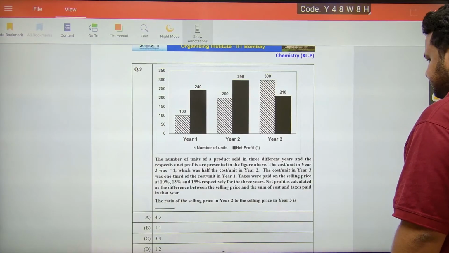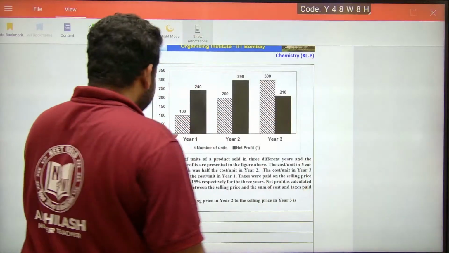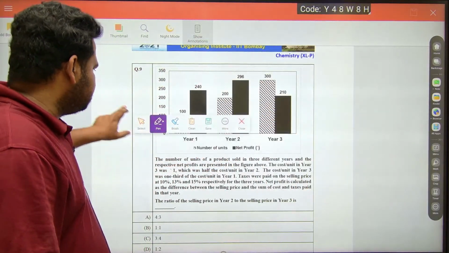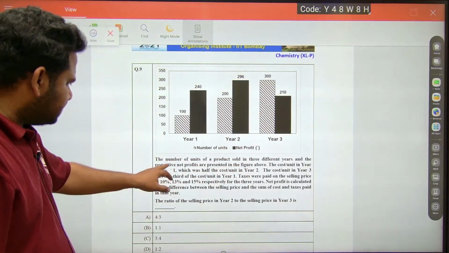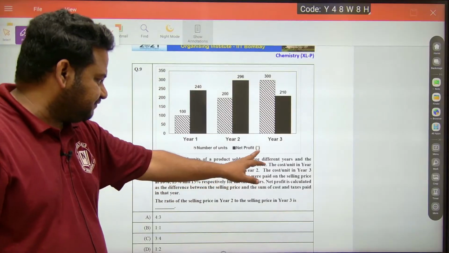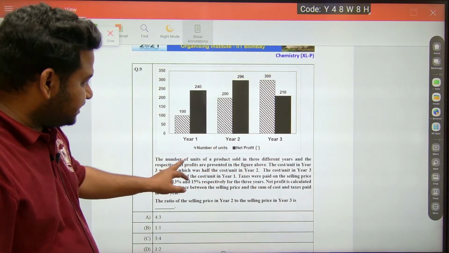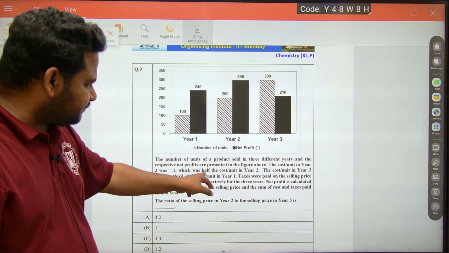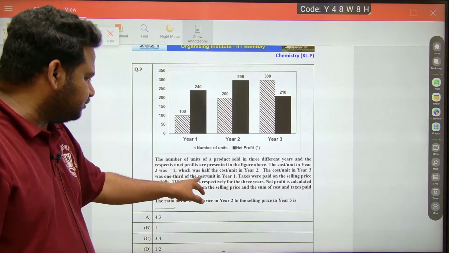They have given some relation. See here, you have to interpret this. Here year 1, year 2, year 3 is given. Okay, this is number of units, this is net profit. The number of units of a product sold in 3 different years and their respective net profits are presented in the figure above. The cost per unit in year 3 was half of the cost per unit in year 2.